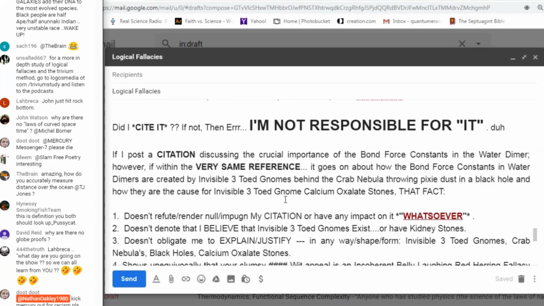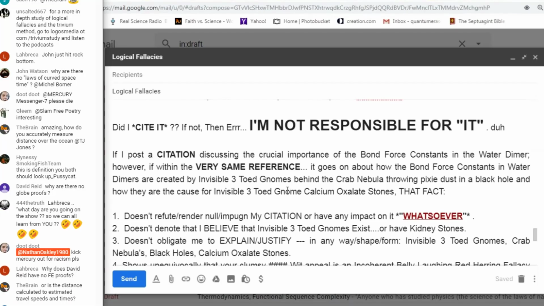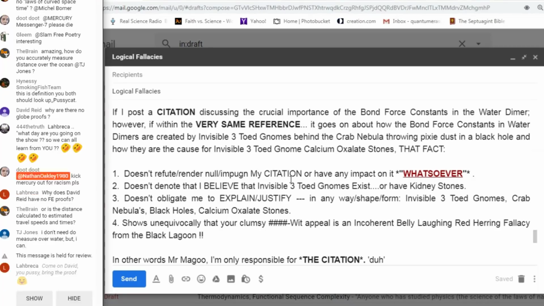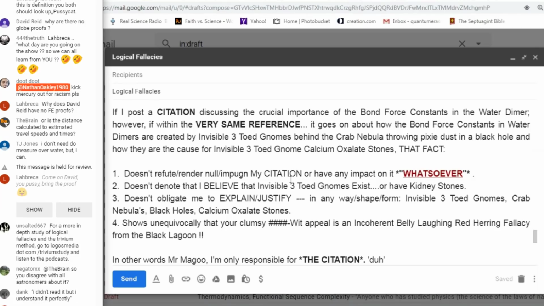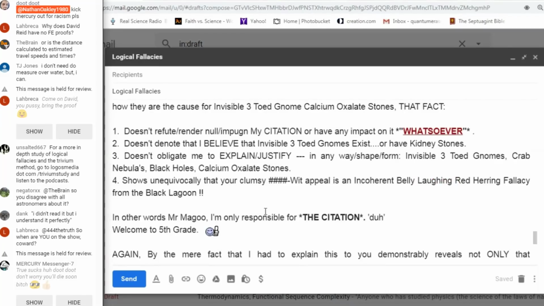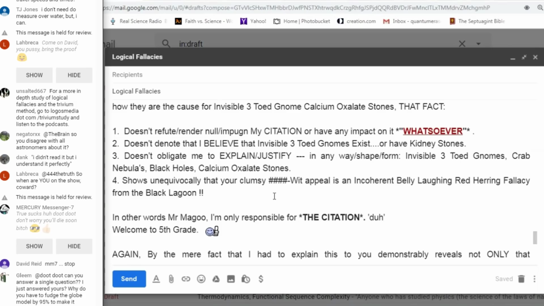Did I cite it? If not, then I'm not responsible for it. Listen closely. If I post a citation discussing the crucial importance of the bond force constants in the water diameter, however, if within the very same reference, it goes on about how the bond force constants in the water diameters are created by invisible three-toed gnomes behind the Crab Nebula, throwing pixie dust in a black hole, and how they are the cause for invisible three-toed gnome calcium oxalate stones, that fact, number one, doesn't refute, render null, or impugn my citation or have any impact on it whatsoever.